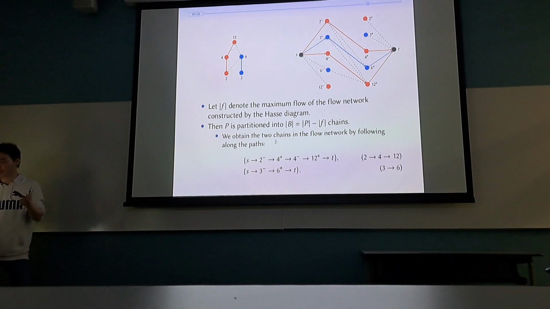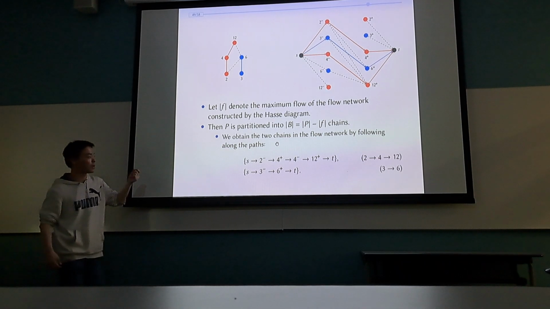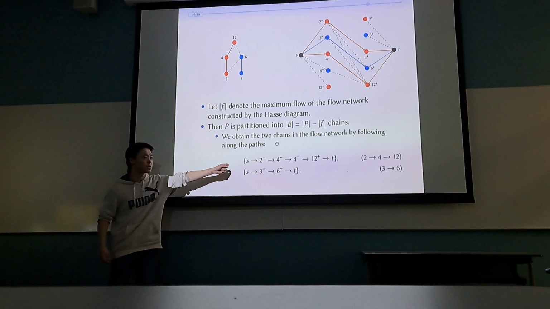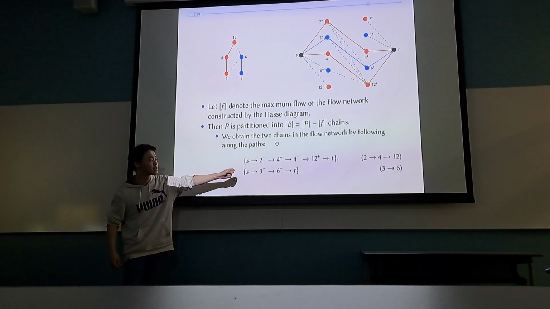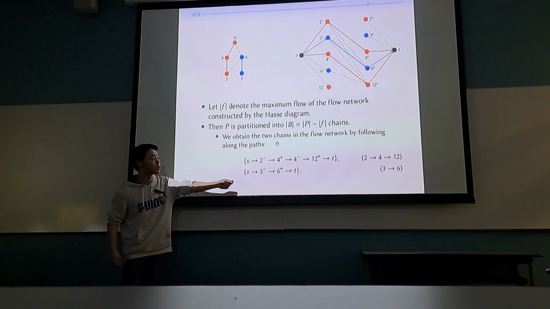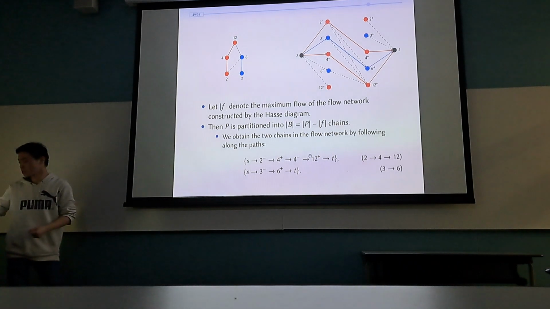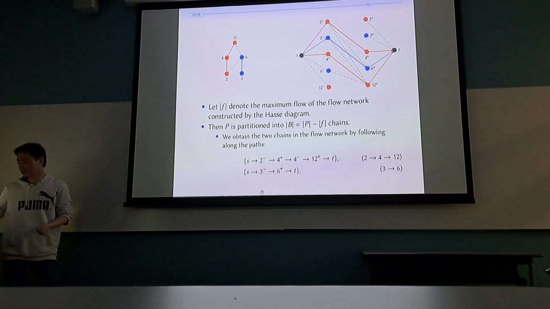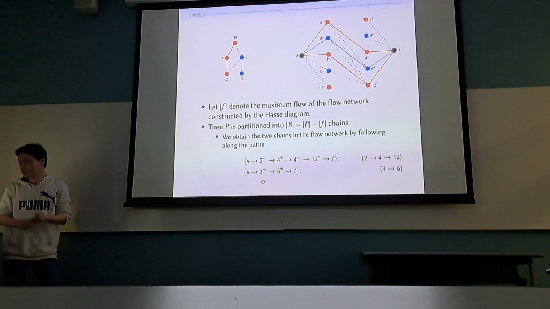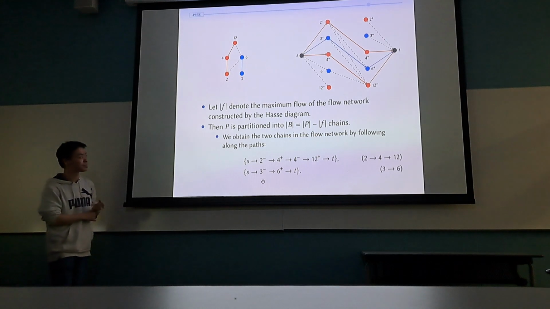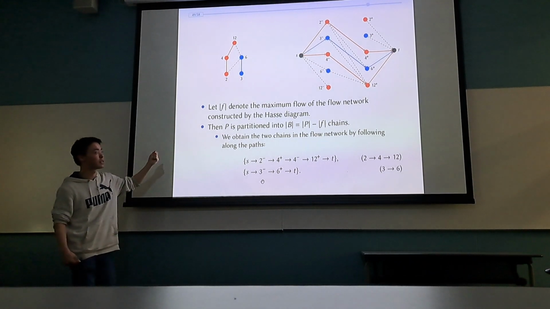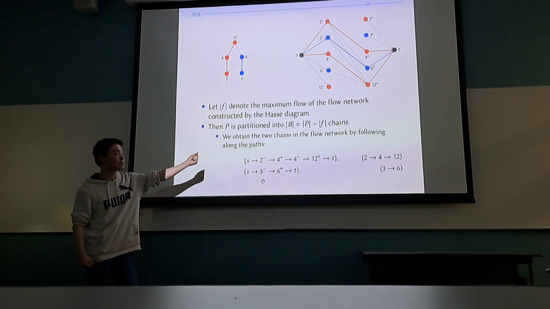And the 2 chains that I'm going to get in the end come from the fact that we know we can go from S to 2 minus, 2 minus to 4 plus, 4 plus to 4 minus, 4 minus to 12 plus, and then 12 plus to T, which corresponds to my chain 2, 4, 12. And likewise, I can go from S to 3 minus to 6 plus, and then to T. So my partially ordered set P is going to be partitioned into P minus F chains.